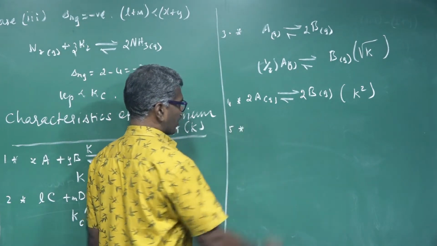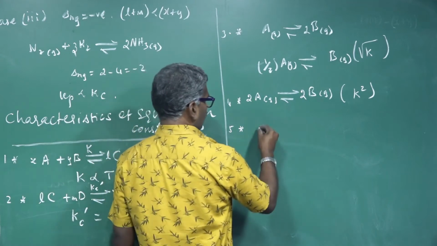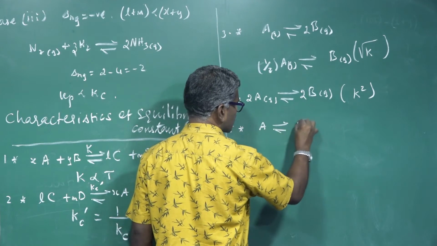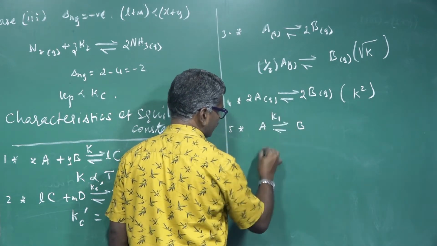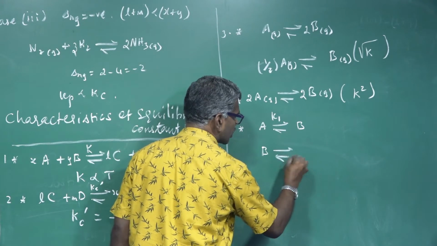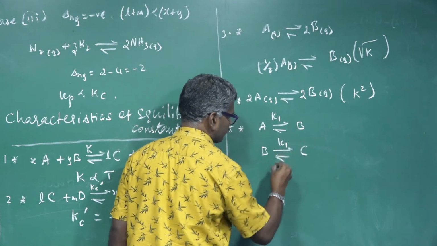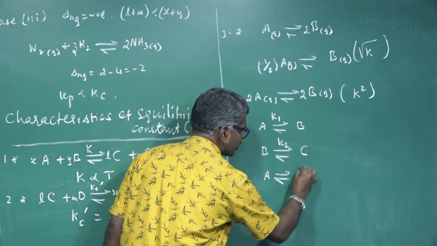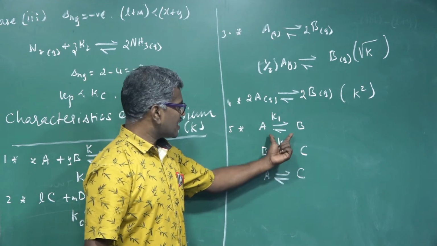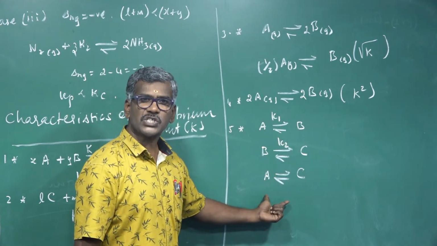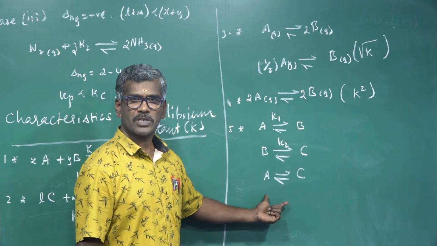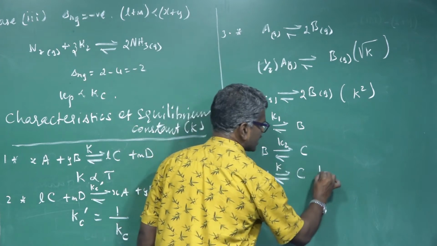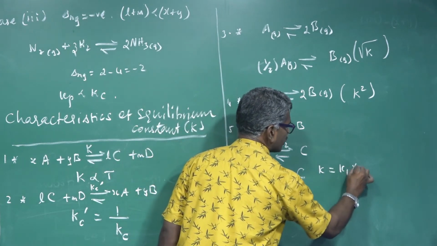Another one is point number 5. The concentration of A is converted into the concentration of B through K1. The concentration of B is converted into C through K2. The concentration of A is directly converted to C. If a general chemical equilibrium reaction is written in 2 steps, the new equilibrium constant is the product, that is K equal to K1 into K2.